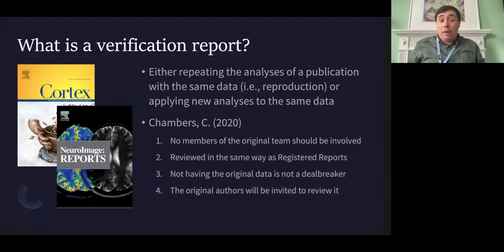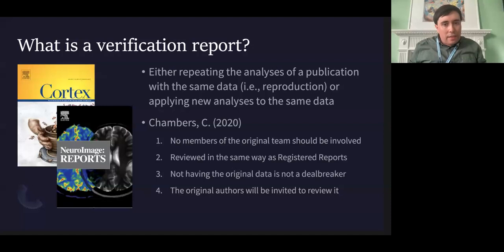Second, they should be reviewed in the same ways as registered reports. For people who aren't familiar with registered reports, you first submit your literature review, your methods, and your analysis plan to peer review, and they get approved. And then the second half is you do your results and your discussion. In theory, if the first half has been accepted, the second half will be accepted no matter what the results are. They're a great part of open science, and verification reports are organized in the same way.